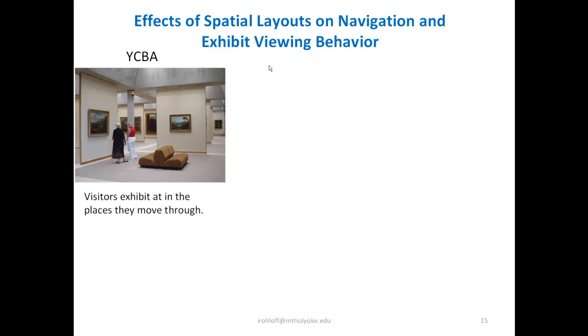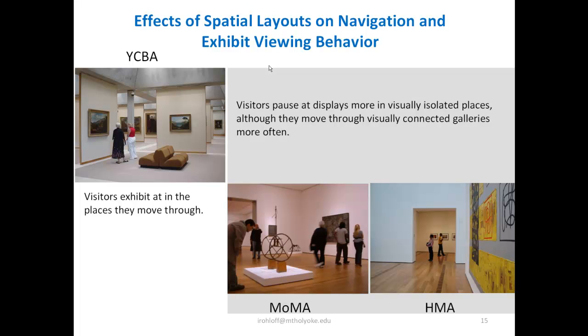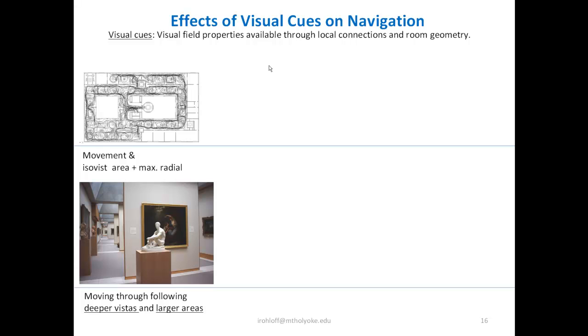As a result of this finding, we can discuss that visitors in YCBA stop at the places they move through, whereas in the two other museums, MoMA and the High Museum of Art, visitors pause at displays more in the visually isolated places, although they move through visually connected galleries more often. That means in these two museums, the navigation patterns and exhibit viewing patterns are dissociated from each other. Visitors engage with these two different behaviors at different corners.